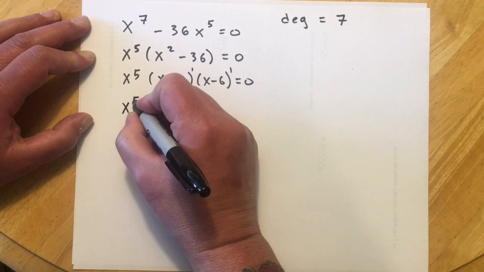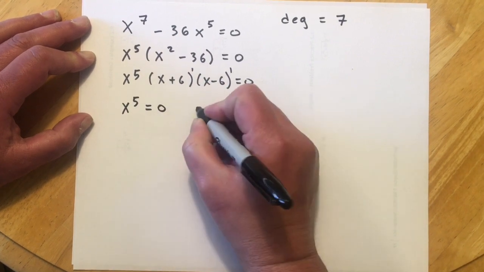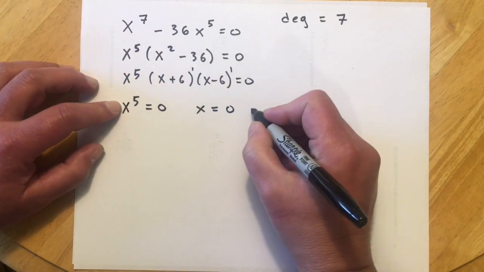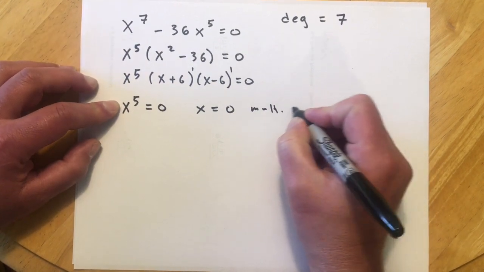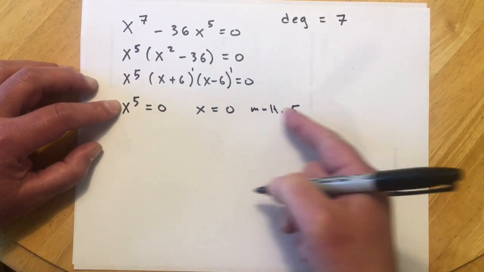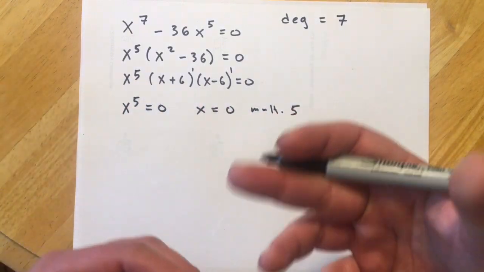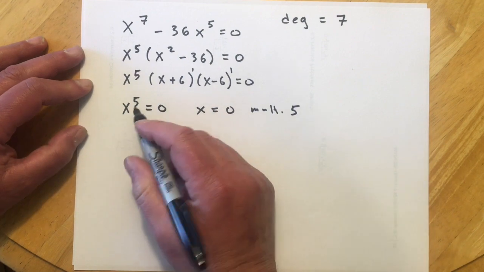So x to the fifth equals 0, then, well, x would be 0, right? Because 0 to the fifth is 0. So this is multiplicity 5 because it's to the fifth power. So that 0 is counting as 5 of the zeros because it's what's called a repeated root, because there's 5 x's.